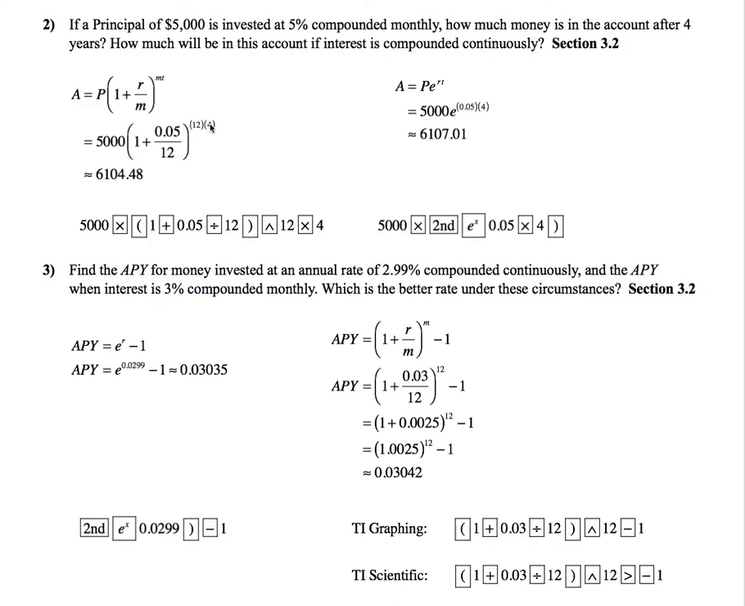Close these parentheses and then raise that to the number of compounding periods in a year, 12, times the number of years, 4. So that's 12 times 4. And now you could have multiplied 12 times 4, I think, and just use that in your exponent, 48.